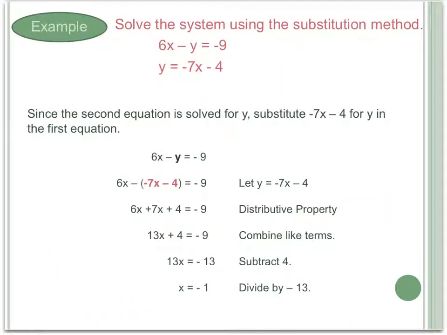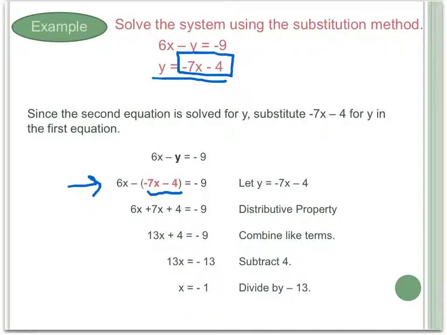Now, let's do an example using the substitution method. Solve the system 6x minus y equals -9 and y equals -7x minus 4. Since the second equation is solved for y, we can substitute that -7x minus 4 into the first equation for y. When doing so, we're left with 6x minus (-7x minus 4) equals -9.